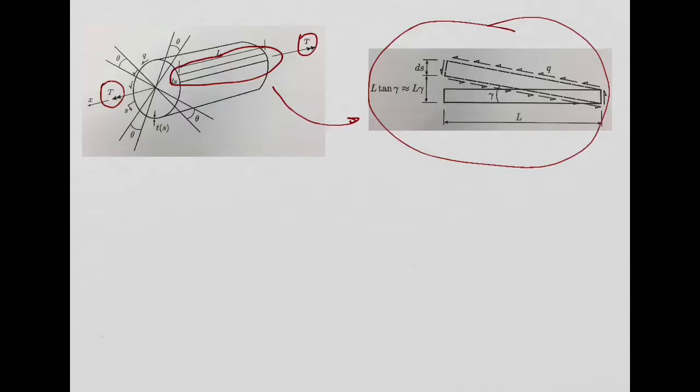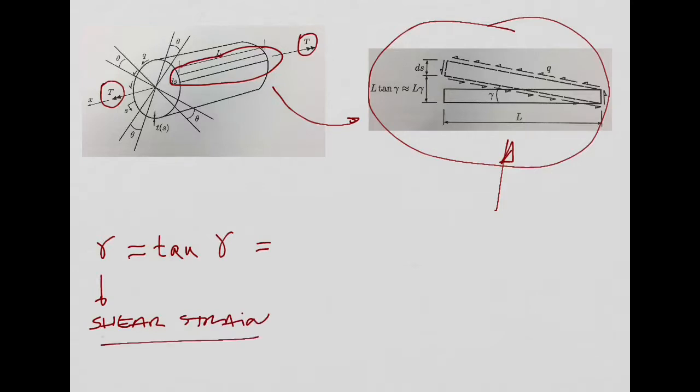So something like this is going to happen. And that shear strain, if you want, the tangent of this gamma is going to be equal to our shear strain. We are going to consider small rotations, small deformations, very small, so that this tangent of gamma is going to be approximately equal to gamma. And this is going to be our shear strain, this gamma, all right? All because of torsion. So this is going to happen to this small element. It is going to distort like this.